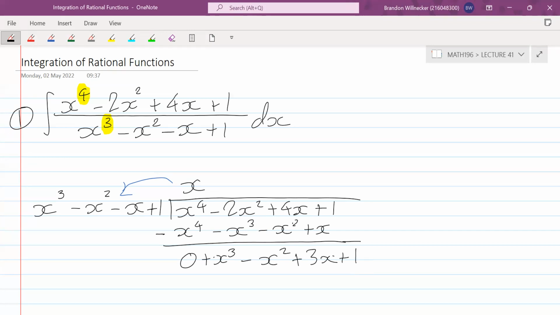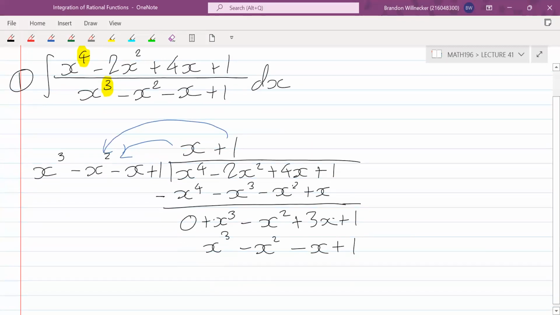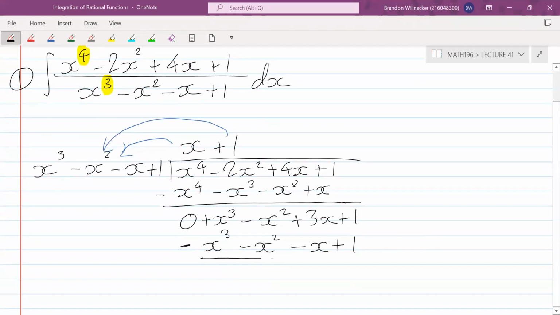Okay, so now we do the next division. We have this x cubed divided by x cubed. That's just going to be a 1. It goes in once. And then we multiply down the 1. Okay, so we're going to end up with x cubed minus x squared minus x, and then plus 1. Okay, we need to subtract these two now.